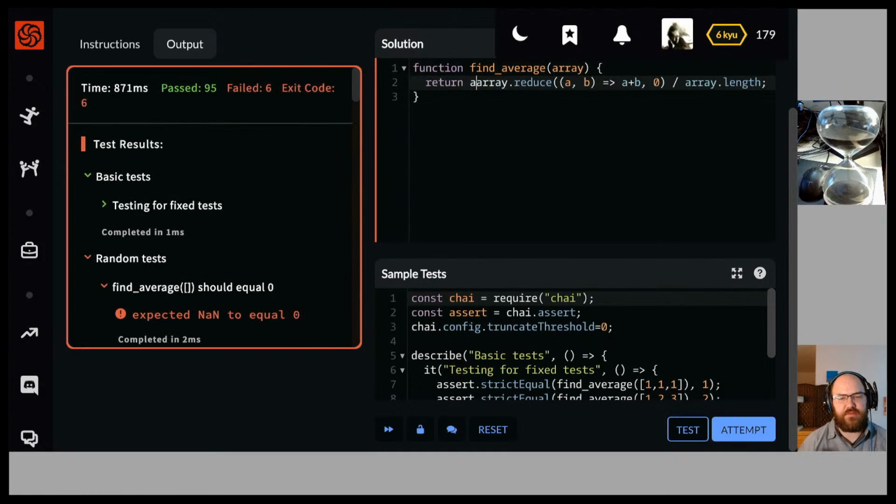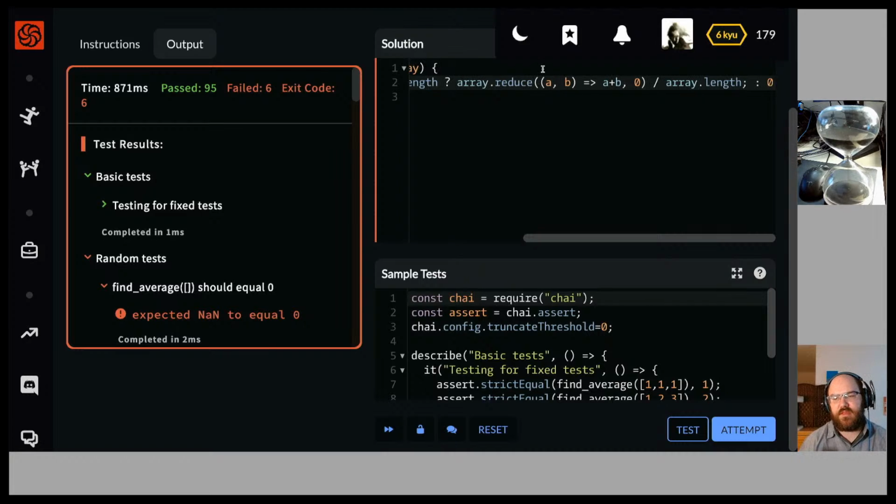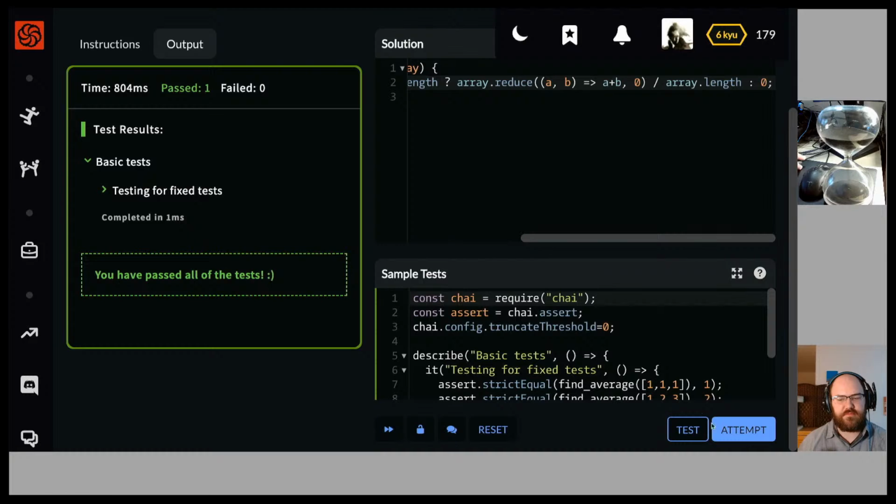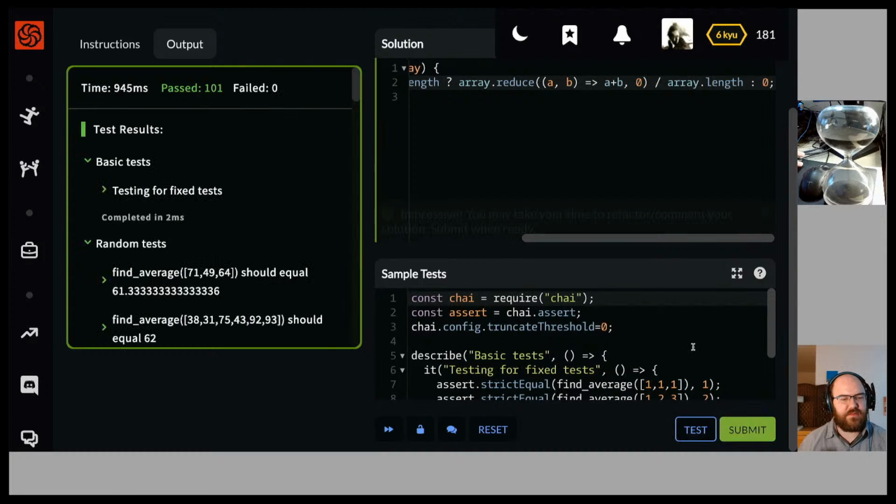This trick again, array and array.length, question mark, otherwise 0. There's the semicolon. Delete that semicolon. End attempt. There we go.